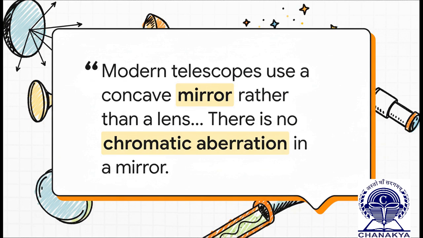There are a couple big reasons, but one is that mirrors don't suffer from something called chromatic aberration. That's when a lens accidentally splits light into a slight rainbow, making the image a little fuzzy around the edges. A mirror reflects all colors at the exact same angle, so the image stays perfectly sharp.